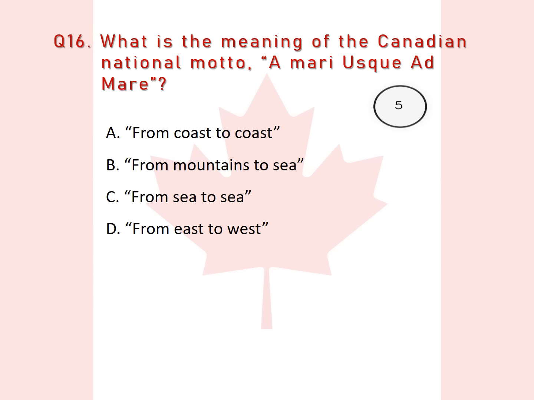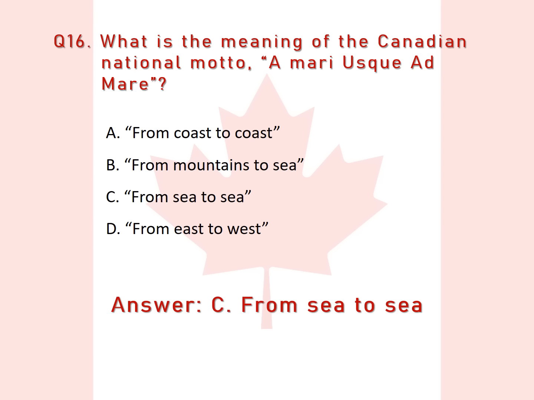What is the meaning of the Canadian national motto, A Mari Usque ad Mare? Option A, from coast to coast. Option B, from mountains to sea. Option C, from sea to sea. Option D, from east to west. Answer is option C, from sea to sea.